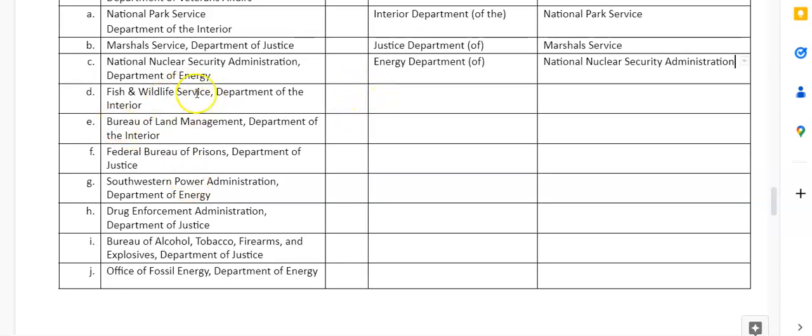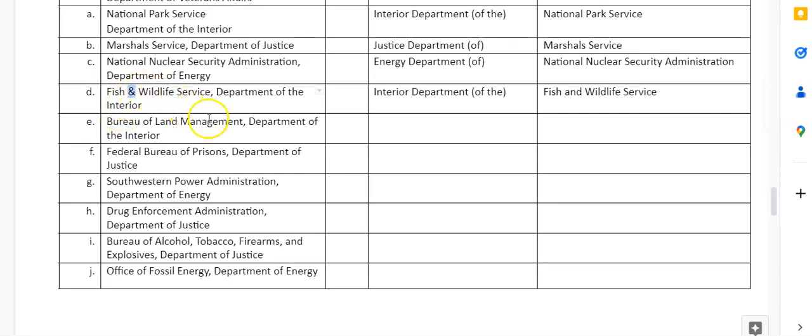Okay, for letter D, we have another Department of the Interior. So remember, we index that as Interior, Department, and then in parentheses is "of the." Our next level 3 is Fish and Wildlife Service. Notice that I'm still writing out any symbols, just like we learned back in an earlier rule, probably about 4 weeks ago.